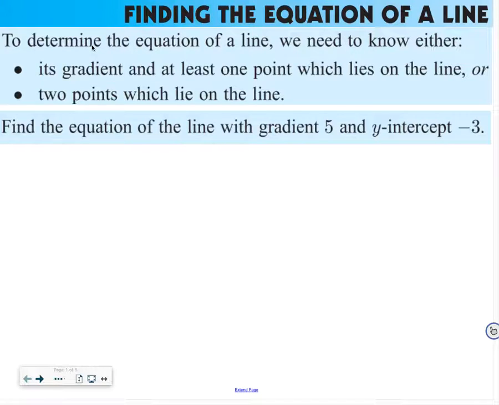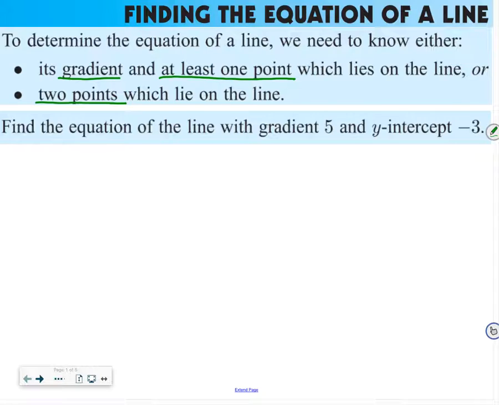All right, mathletes, this is finding the equation of a line. If we want to find the equation of a line, we're always going to need two pieces of information. We either need to know the gradient and at least one other point, or we need to know 2 points. So we're always going to need two pieces of information.